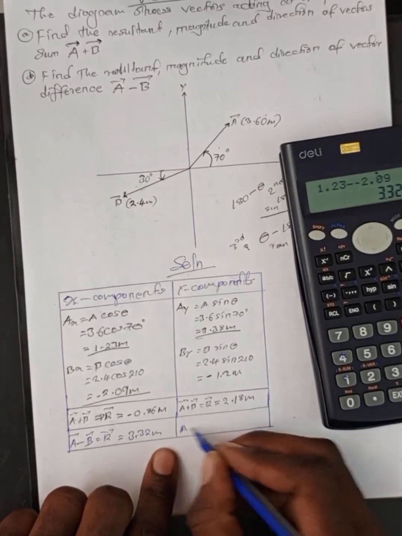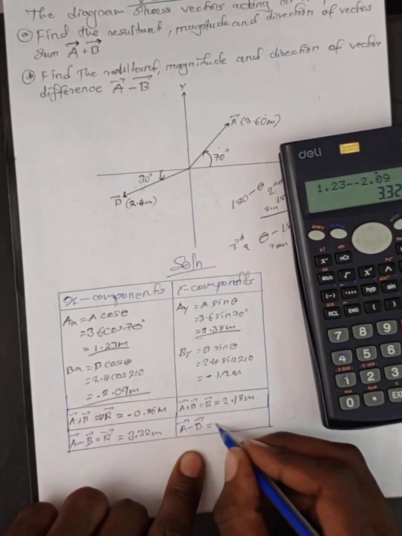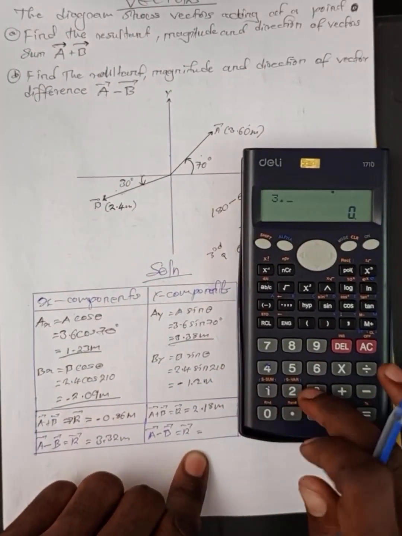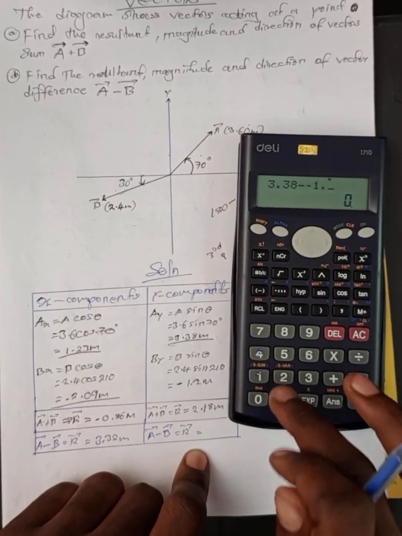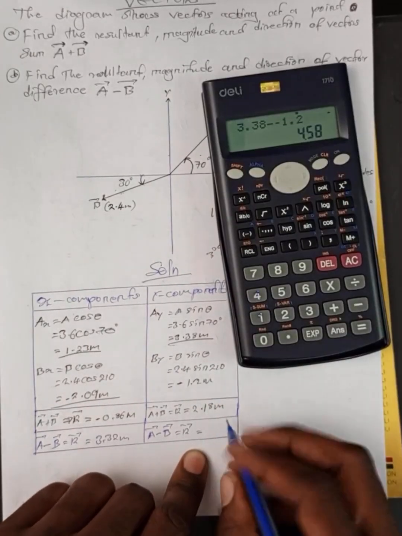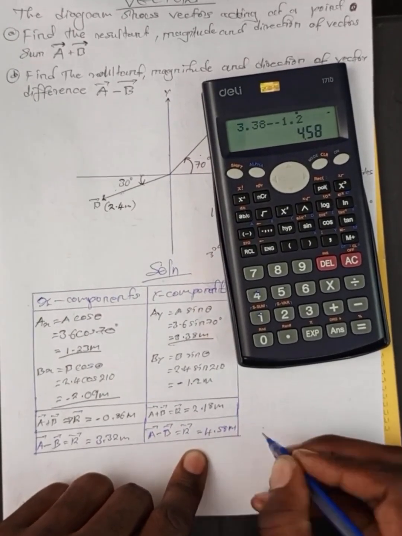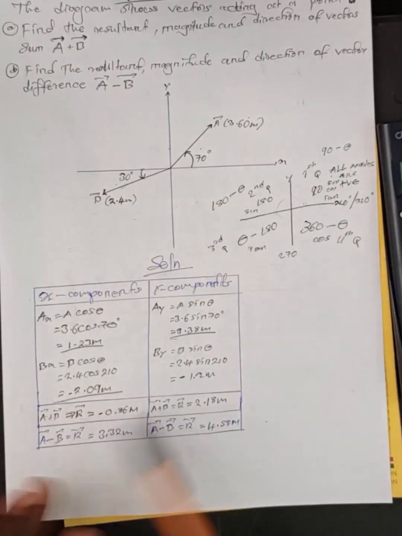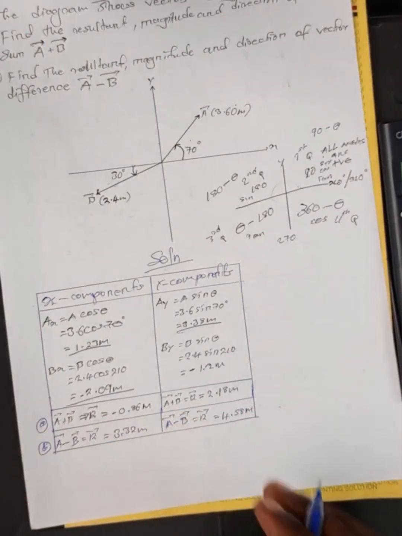Then here, what is the answer? We are going to have 3.38 minus negative 1.2. We are going to have 4.58 meters. Okay. So now we are going to use these ones. This is our A, this is our B.